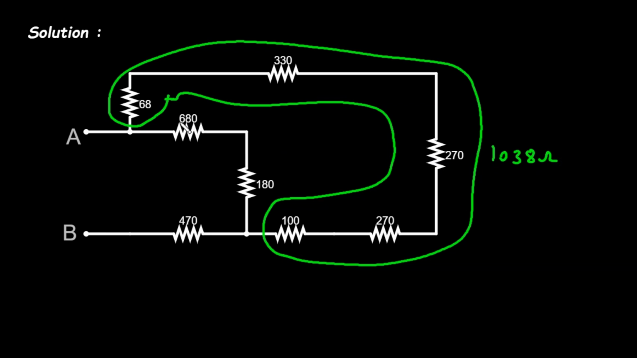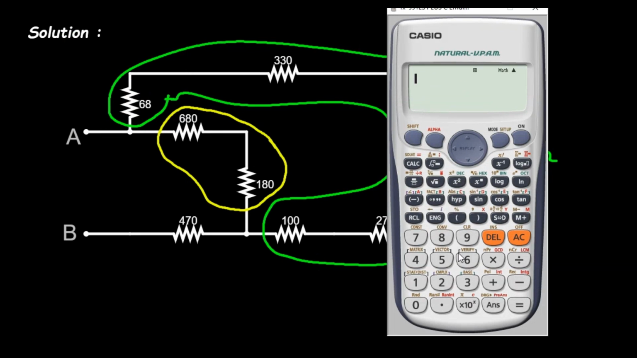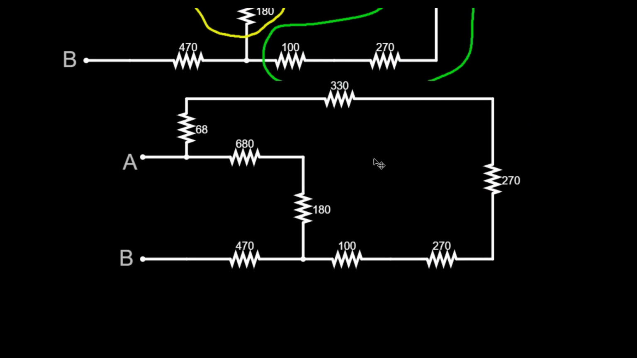Now here we can see this 680 and this 180 are connected in series. So these are also connected in series. So we can make it like this: 680 plus 180. 680 plus 180 is 860 ohm. Now again, let's make the circuit again.